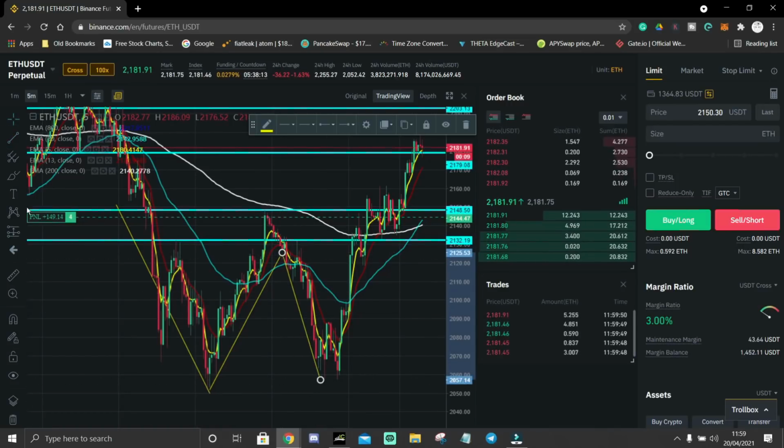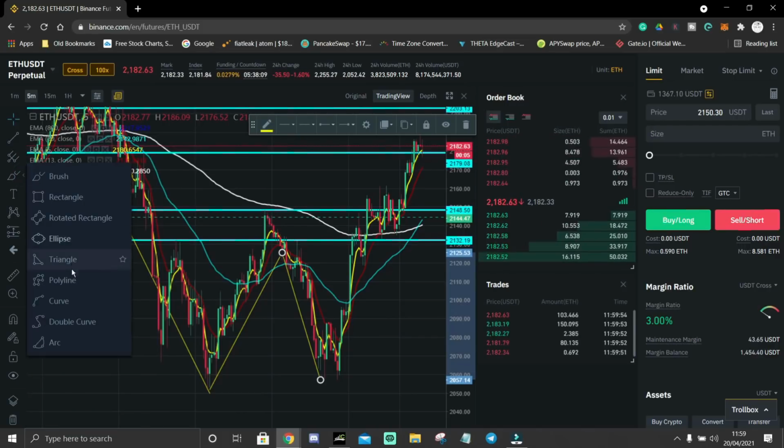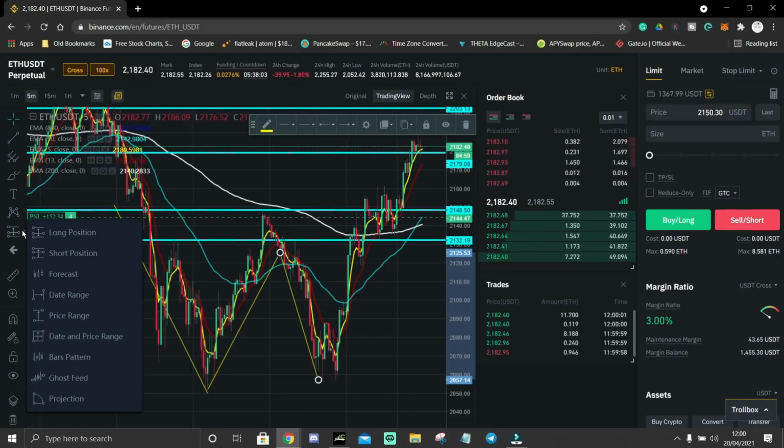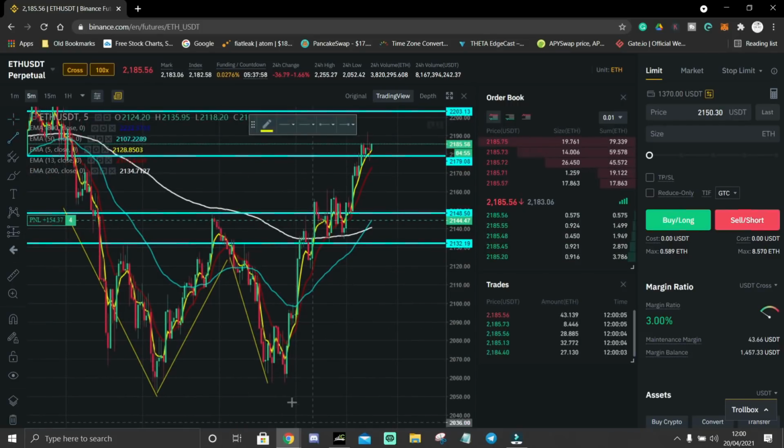Actually, I hope I've got path on here. Have I got path on here? No. Brush. Where is it? No, it's not on here. Is it down here? No, doesn't matter. Anyway, so we've got the W formation playing out here.